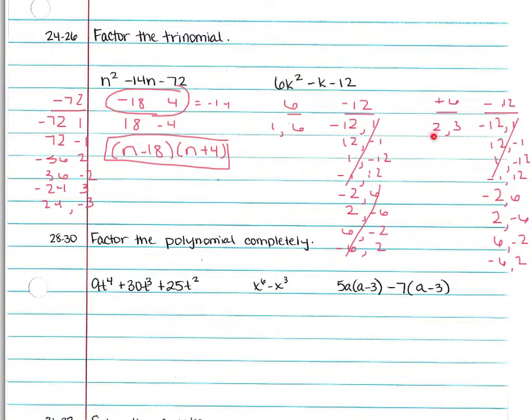So 2 times 6 is 12. Minus 6, no. Negative 12 plus 6, no. Negative 4 plus 18, no. 4 and a negative 18, no. So we're still not getting our negative 1.